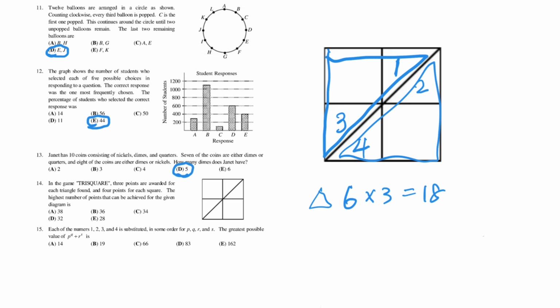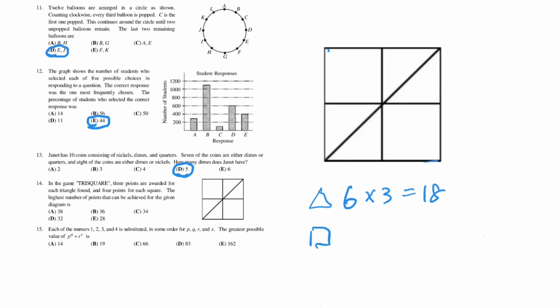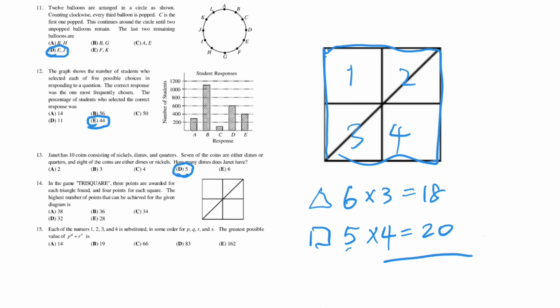Now we will figure out how many squares. So obviously that's the 4 small squares, 1, 2, 3, 4. And we also have the big square, that's the 5. And each square awarded 4 points, 5 times 4, gave us total 20. So 18 plus 20, that's 38 points. So the answer is A.